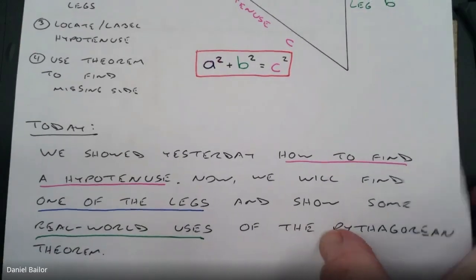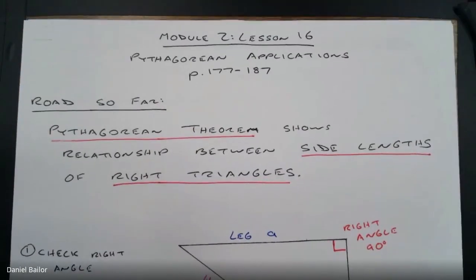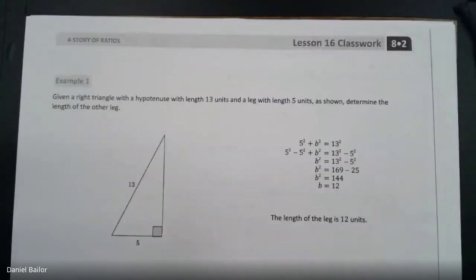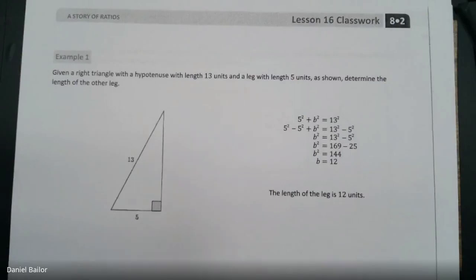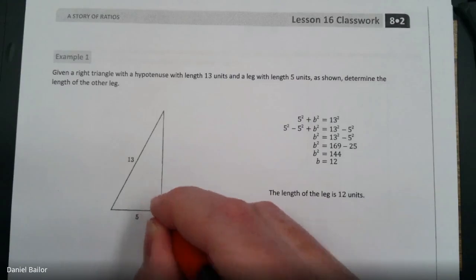So the first page you're working on is page 177. On page 177, you'll see example 1 that looks like this. You'll see that they have a right triangle, and step 1, it is a right triangle. There is the right angle, proving it's a right triangle.